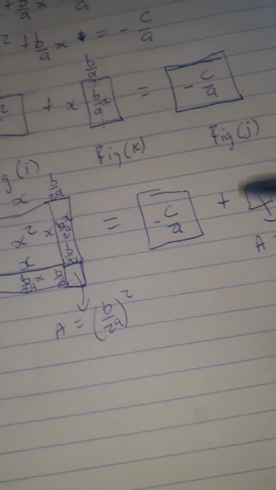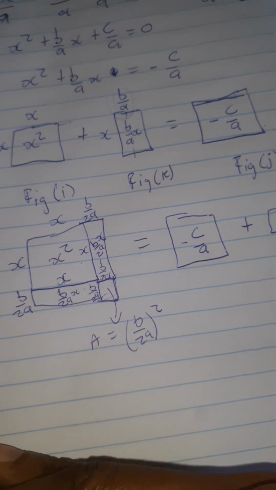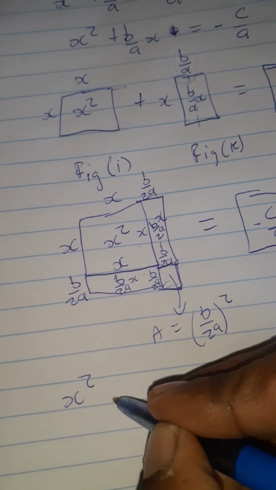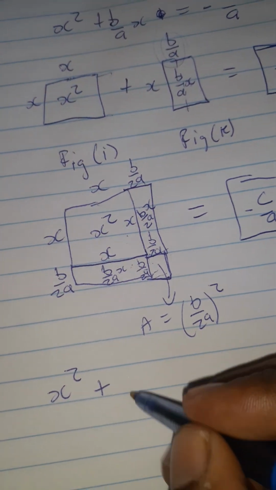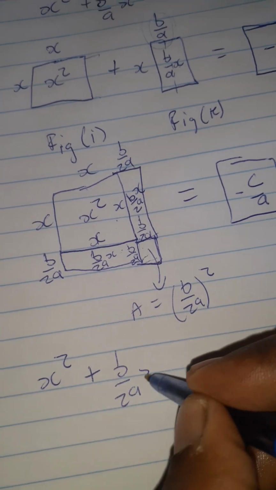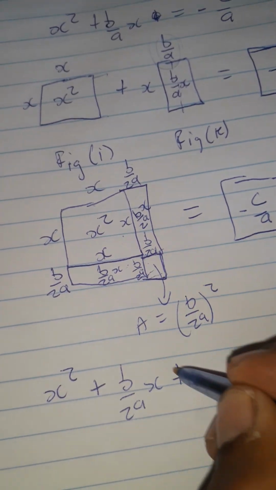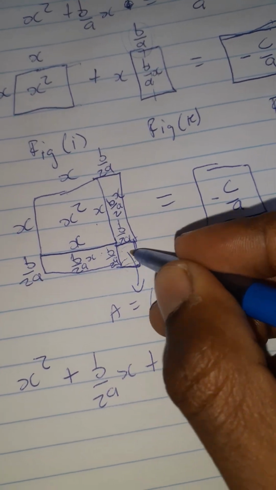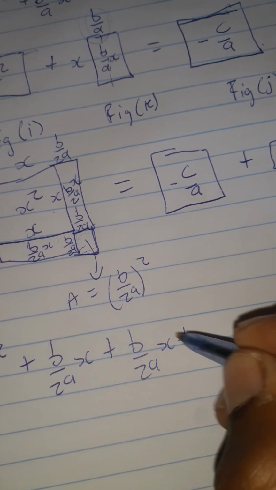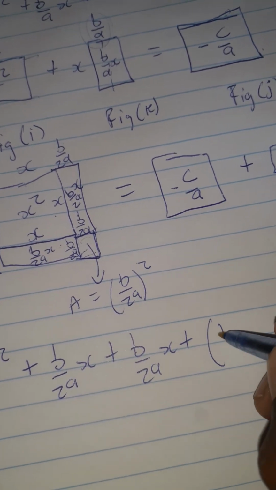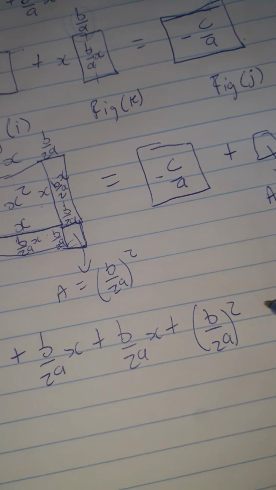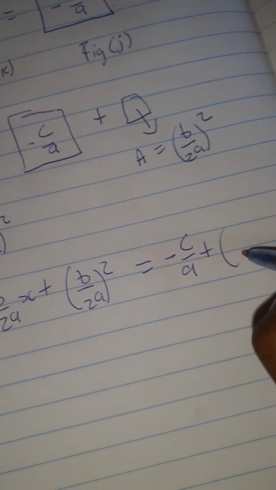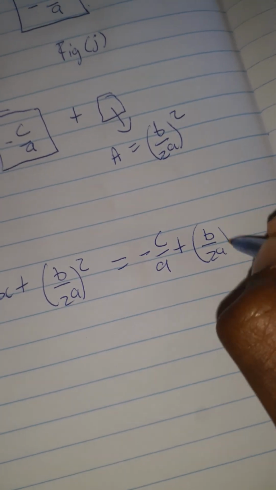Now we are going to remove these figures and write the equation of areas as terms. We're going to have x squared plus the area of this rectangle, b all over 2a x, plus the area of this rectangle, b all over 2a x, plus the area of the new piece that we've introduced, b all over 2a squared, equals negative c all over a plus b all over 2a squared.